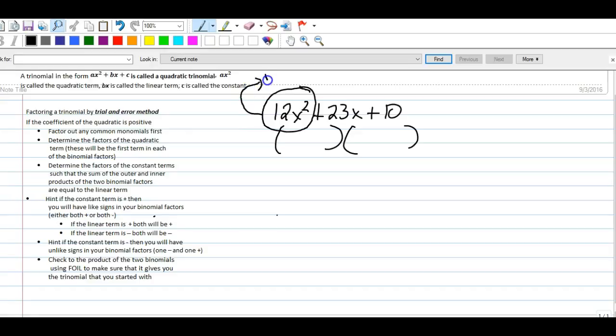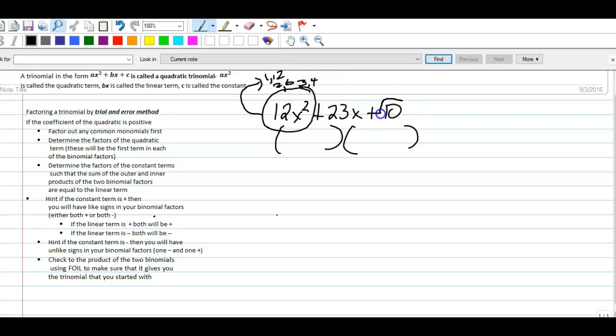I could have 1x and 12x. I could have 2x and 6x. Or I could have 3x and 4x. So I have multiple choices for the factors of the quadratic term. Which are the correct choices? I don't know. That's why we call this trial and error.